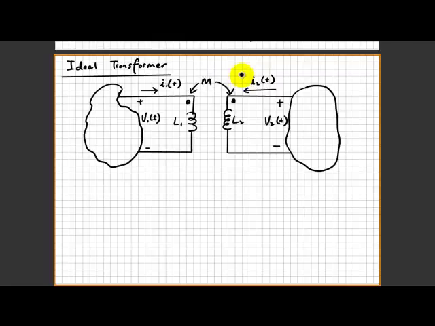So what would be the equivalent circuit for that?